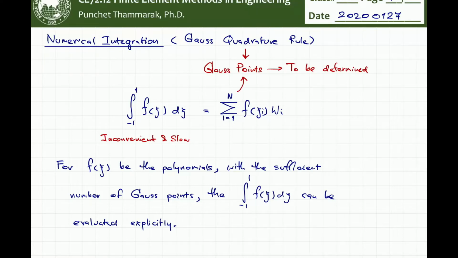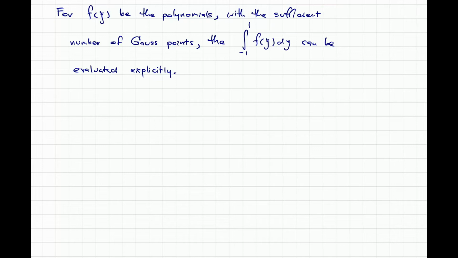So let's take a look. We express f of c in terms of polynomials. So we have a0, where a stands for the constant coefficients, a1 c, the linear term, a2 c square, a3 c cube, and so on and so forth.